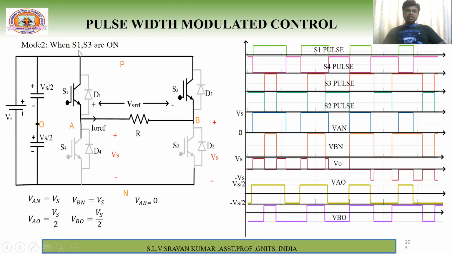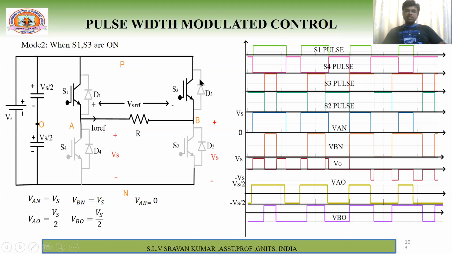So when S1 and S3 are on, see this is on state, this is on state, this is shorted, right? So therefore, once it is shorted, what happens? This A point appears here. Therefore, VAO is equal to plus Vs by 2. Similarly, when this is short circuited, this point appears again here. So therefore, VBO is equal to Vs by 2. So VAO is Vs by 2 and VBO is Vs by 2.